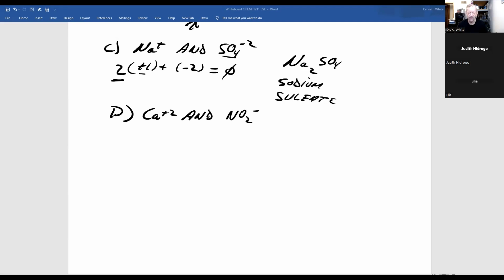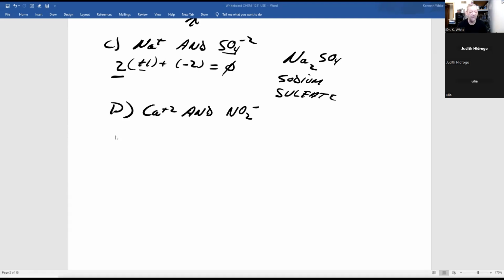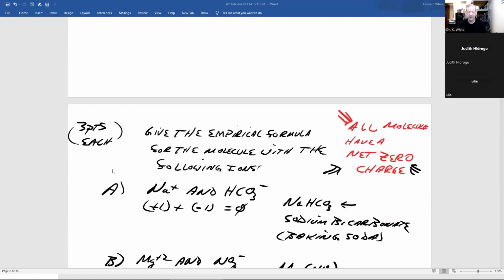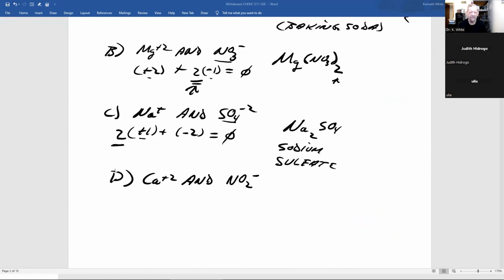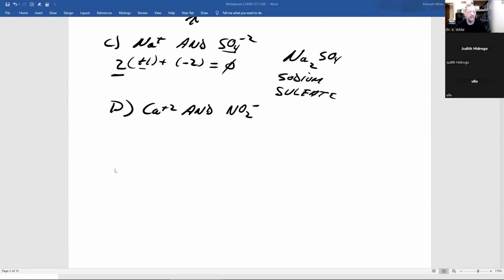All right, so how do we do this? Well, we remember, look, somebody wrote it. All molecules have a net zero charge. Therefore, calcium has a plus two charge, and the nitrite has a minus one charge, and it has to equal zero. It doesn't. Well, what do we do? You can't change the charge, but you can change how many. We need a minus two to cancel out and get to zero with the plus two. So I need two of those.